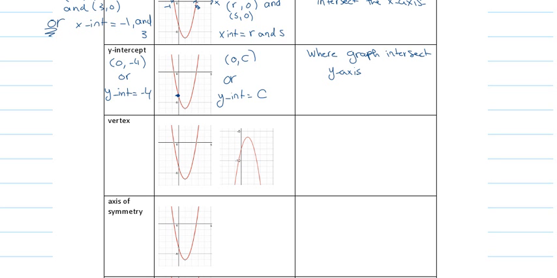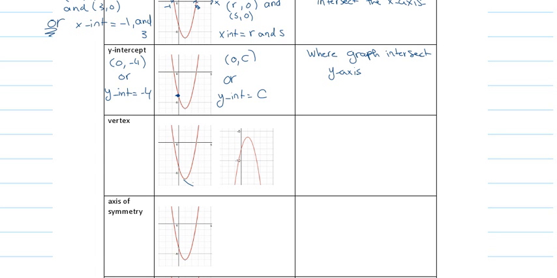Now, we get to the vertex. The vertex is a very special point because that's the point where your graph turns. Okay? So if your graph was decreasing, then it starts increasing, or it was increasing, then it starts decreasing. So it's a point where your graph turns. So this is the vertex, and this is the vertex.